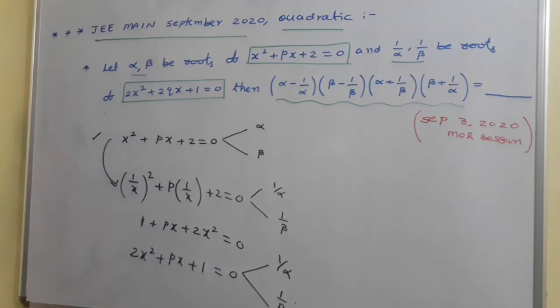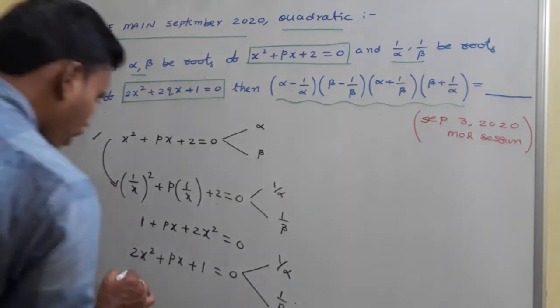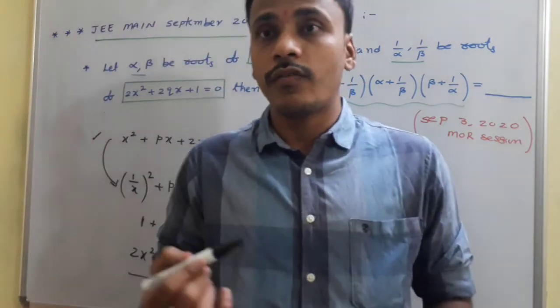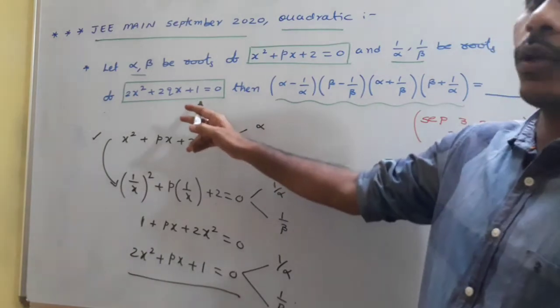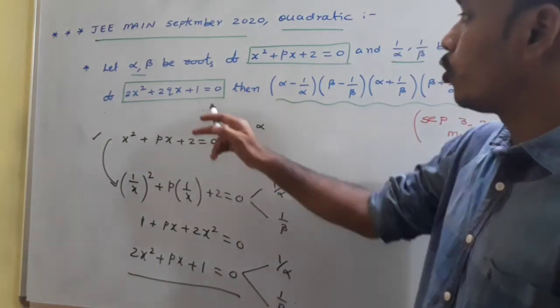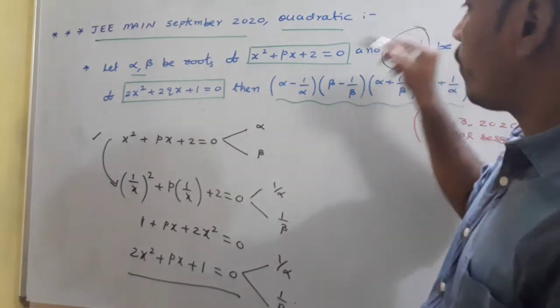Now, look at the question once more. I have an equation 2x square plus px plus 1 is equal to 0 whose roots are 1 by alpha and 1 by beta, and there is another equation 2x square plus 2qx plus 1 is equal to 0 whose roots are 1 by alpha and 1 by beta.